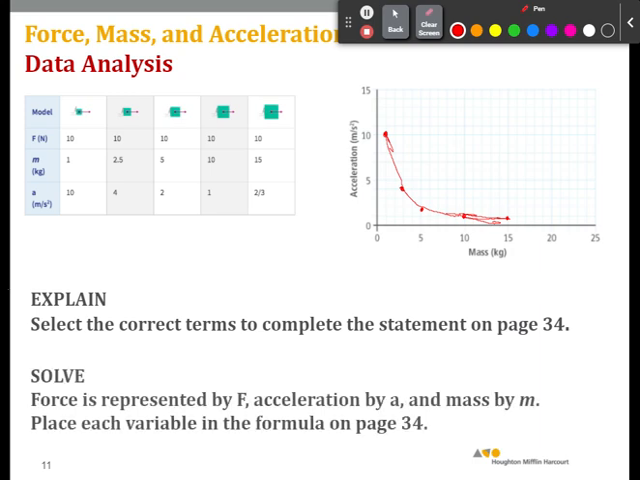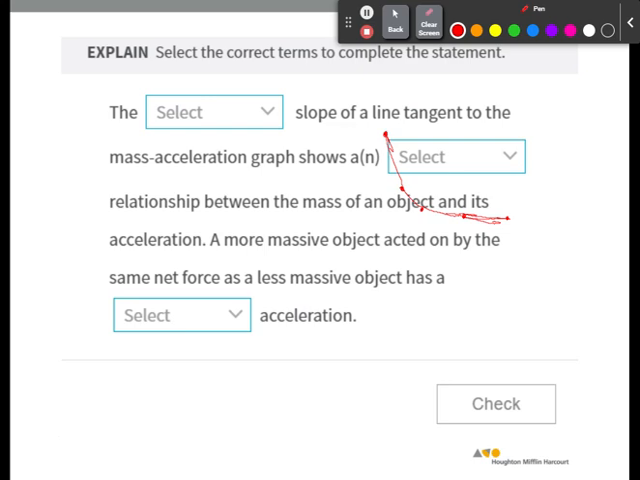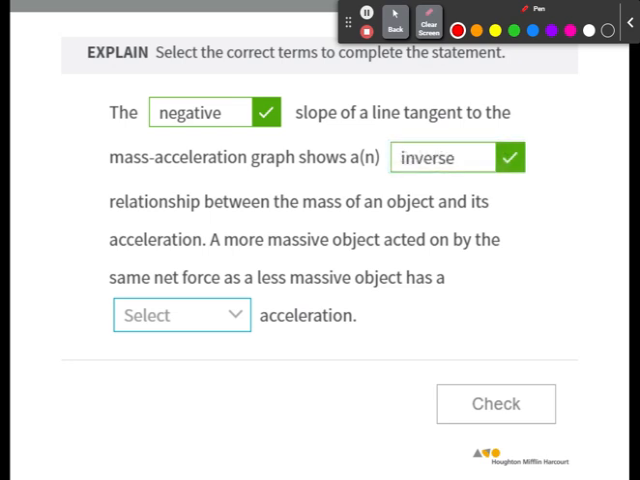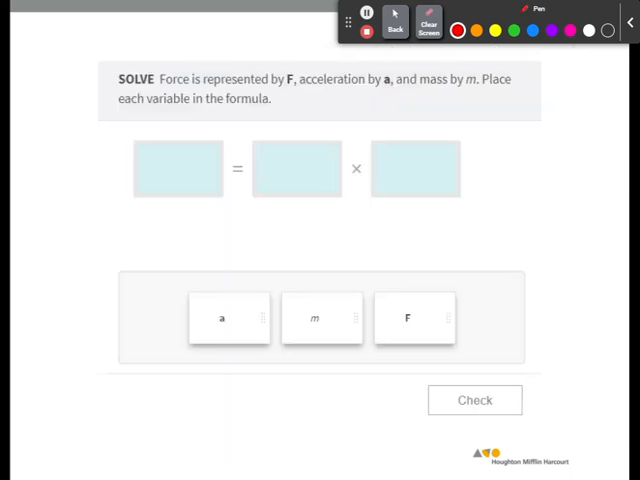Okay, we're going to select some terms to complete the statement the same way we did last time, because what does this show? This shows that as the mass increases, what happens to the acceleration? The negative slope of a line tangent to the mass-acceleration graph shows an inverse relationship between the mass of an object and its acceleration. A more massive object acted on by the same net force as a less massive object has a smaller acceleration. So when you use the same force and increase the mass, you're going to have less acceleration.